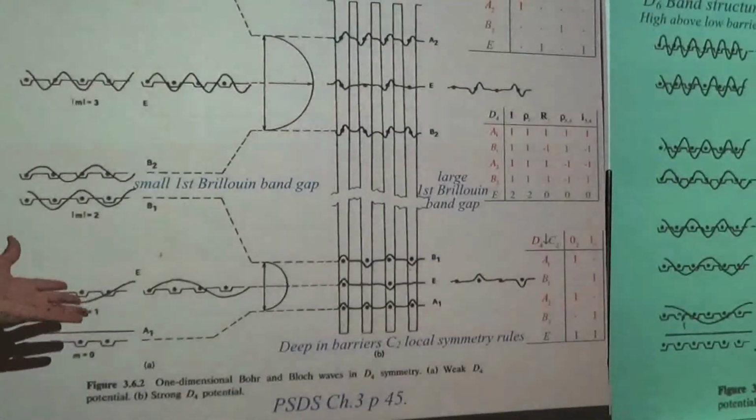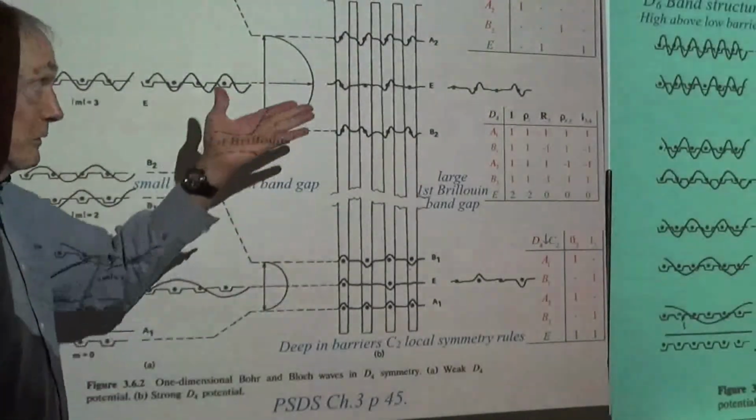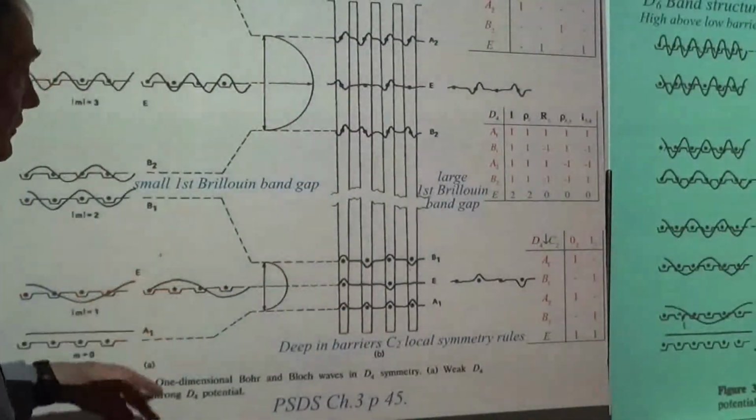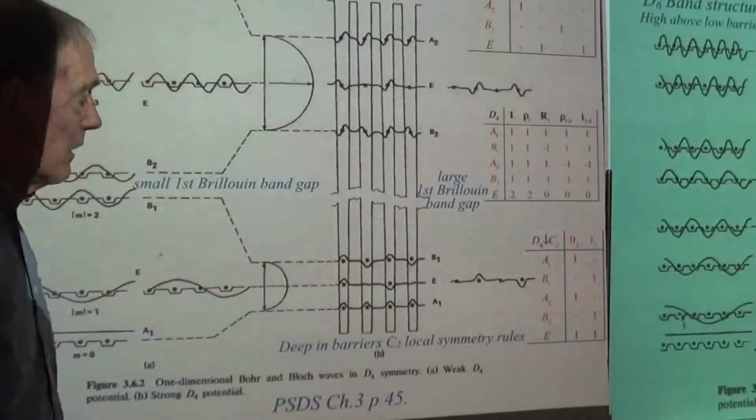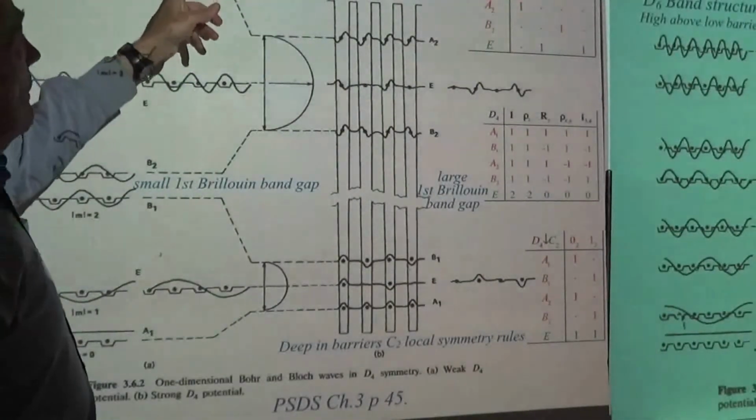Here's D4. If you want, remember I always tell you to do D4. Do the correlations and everything for this. This is also in the principle. It's taken directly, a copy of the thing. Same thing. High above, low barriers.